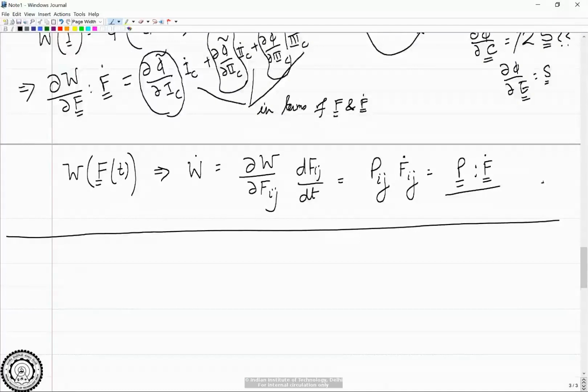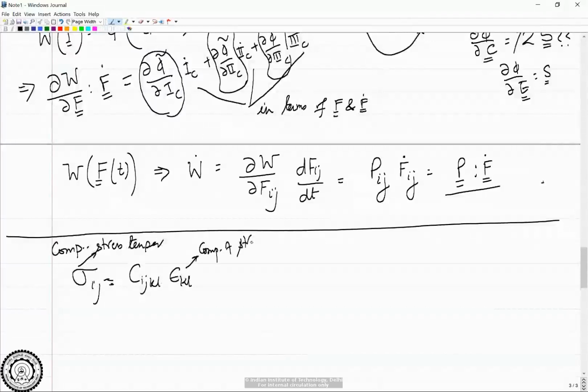In linear elasticity, we say that sigma ij is equal to Cijkl epsilon kl. And sigma is a stress tensor, I mean the components of a stress tensor, right? And this is also the components of a strain tensor. So if you write this in a tensor form, it is basically the stress sigma equal to this fourth order tensor C multiplied with the second order tensor strain epsilon.